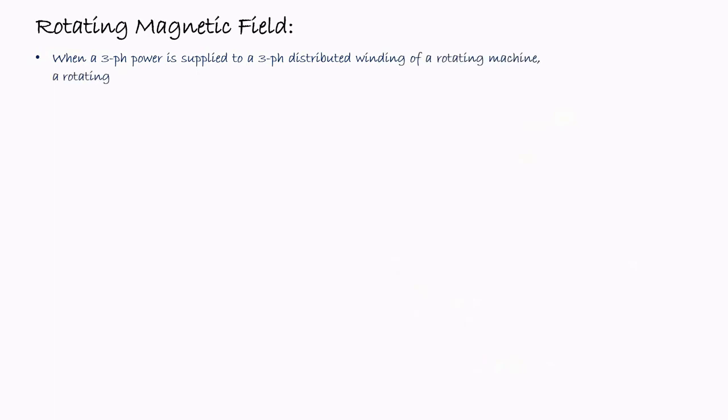Next is the rotating magnetic field. As we have already discussed, the basic operation of the induction motor is based on the rotating magnetic field. When the three-phase power is supplied to the three-phase distributed stator winding, then a rotating magnetic field is produced which rotates at a constant speed. This is called the synchronous speed.